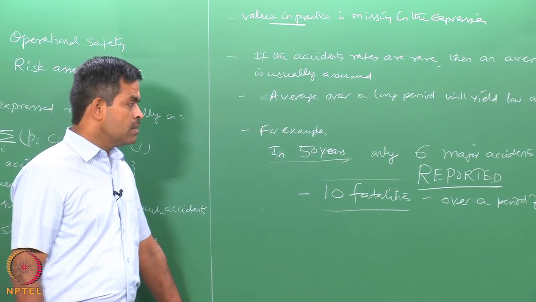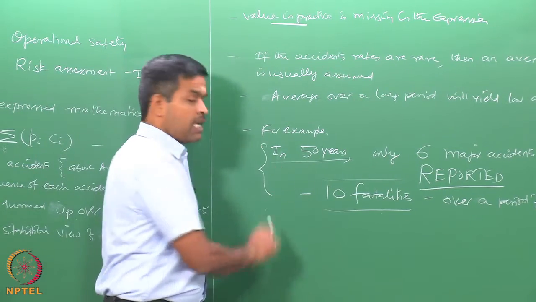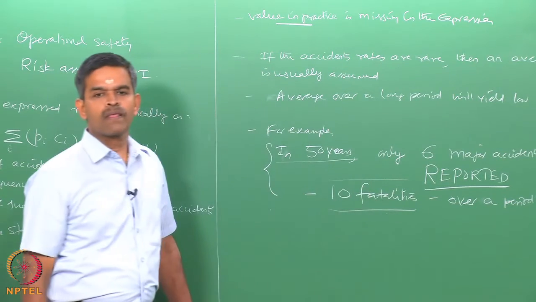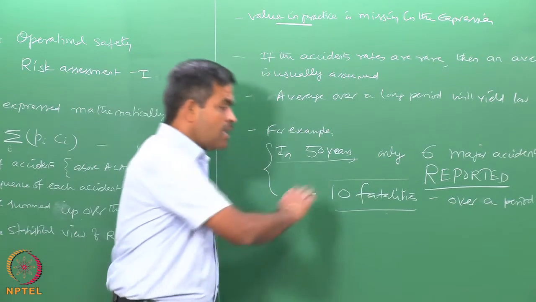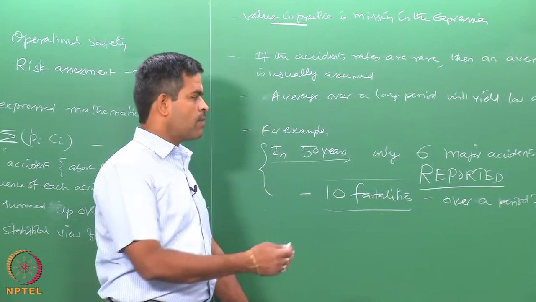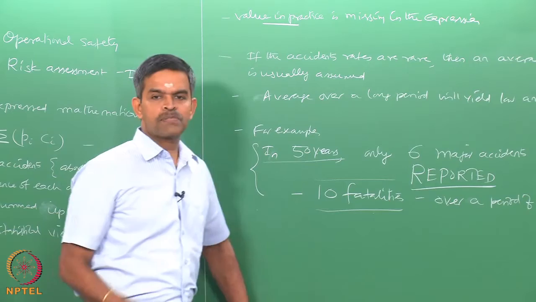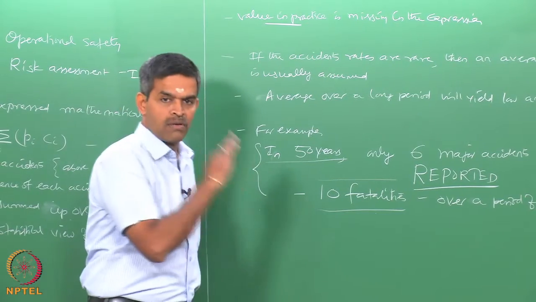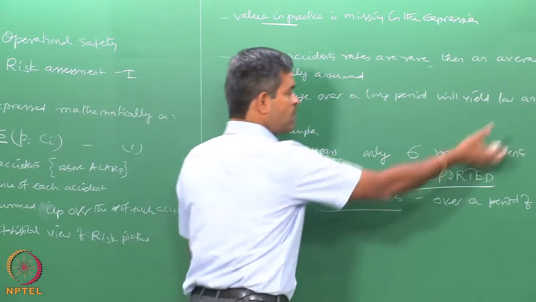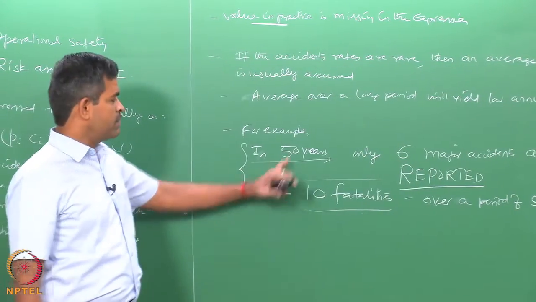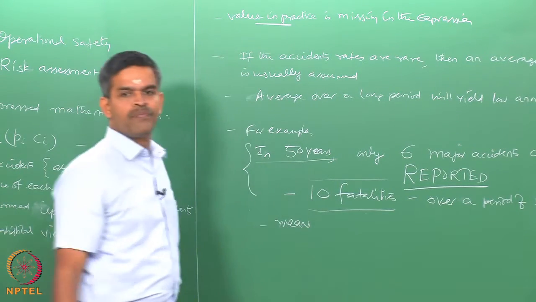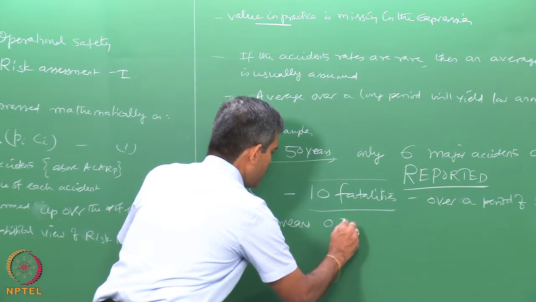So, remember, this particular statement taken as an example accounts only for human loss of life. It does not account for economic loss, where the machinery was burnt, where the platform was completely fired and exploded. We are not looking into all those things. This statement says there were only 10 fatalities in the reported accidents for the past 50 years, which means 0.2 fatality per year.